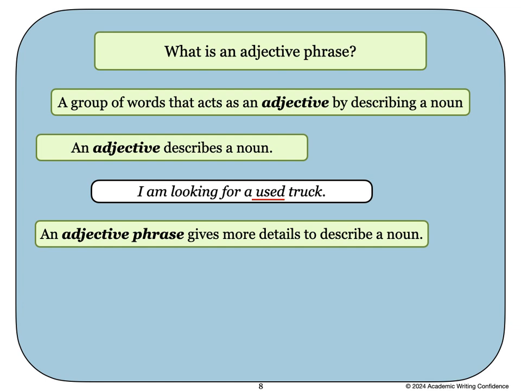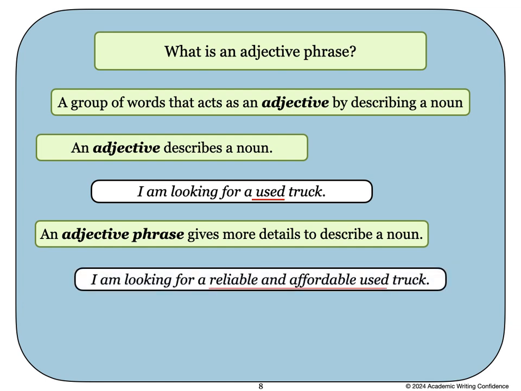An adjective phrase gives more details to describe a noun. I am looking for a reliable and affordable used truck. You can see here that we've added other words to describe the truck, making an adjective phrase. I think you can also see that an adjective phrase is actually part of a noun phrase.